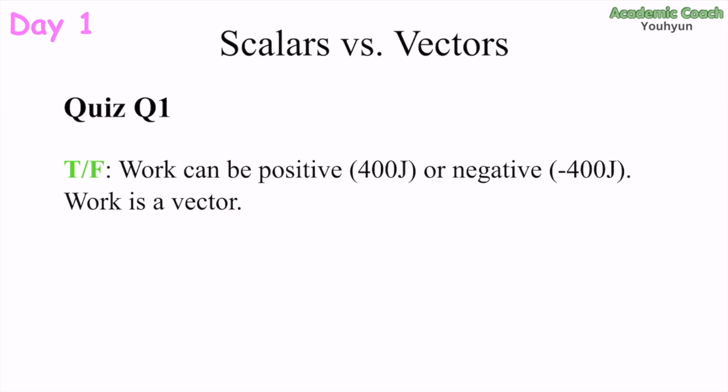So let's do a quick quiz to make sure that you understood what I just explained. Okay, question number one. This is a pretty easy question. True or false? Work is a physics quantity that you will learn in unit three. It can be positive or negative. The unit for work is joules. It can be positive 400 joules. It could also be negative 400 joules. This means that work is a vector. True or false?